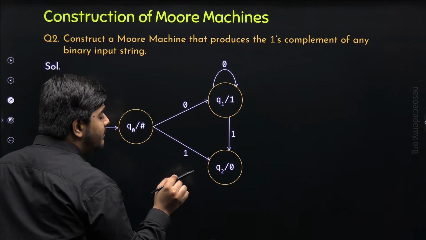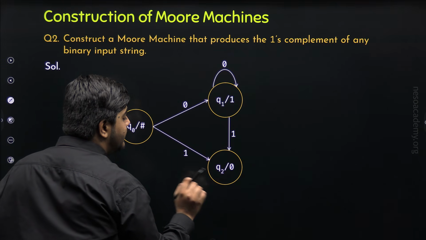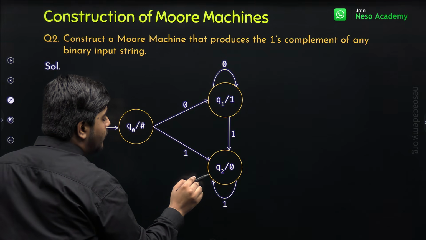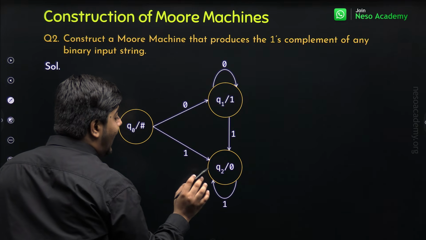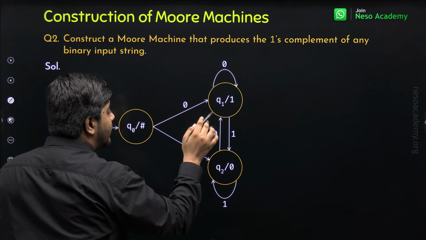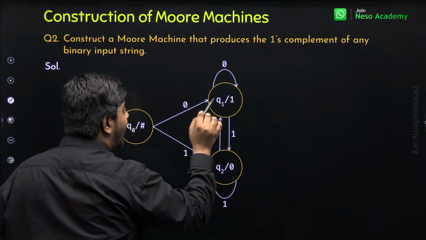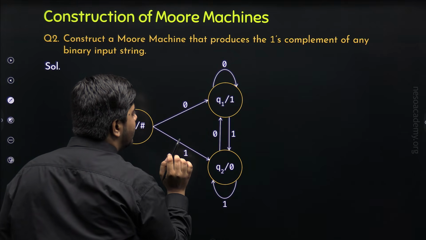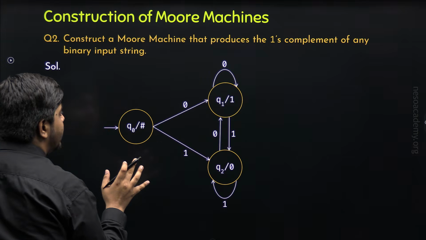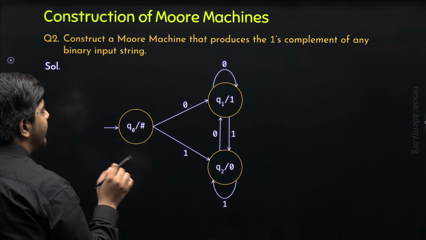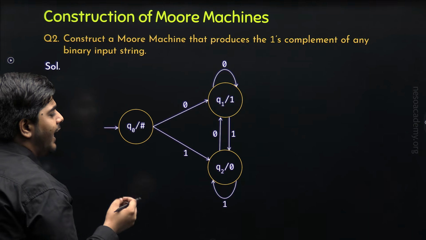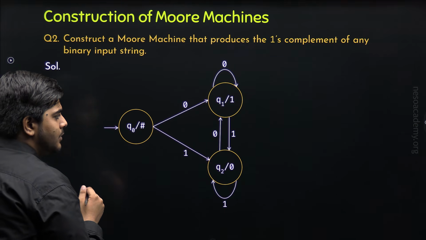For the state Q2 having the output 0, if the input symbol is 1, then I will remain at the same state so that the output will be 0. If the input is 1, output should be 0. And if the input is 0, then I will reach the state having output as 1. So if the input is 0, output is 1. And that is the Moore machine to calculate the 1's complement of any binary input string. And we can verify an input string using this machine also.